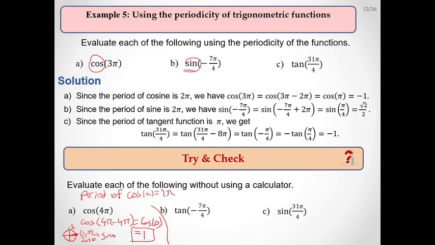And this one here is tangent of minus 7 pi over 4. To get this one, we can use the shortcut here, adding 2 pi.